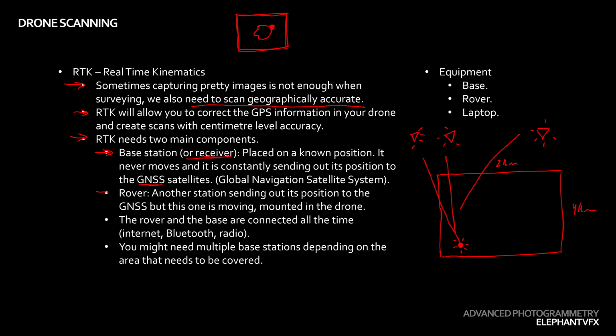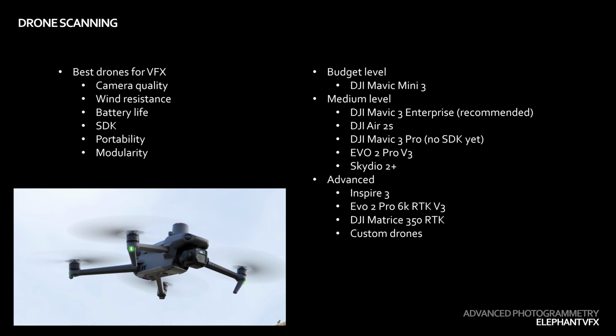And then we need a rover. And a rover is another station, like this one, that is also sending its position to the satellites. But this one is actually moving. This one was always static. Then we have another one, another base, that is also sending all the information to the satellites. But this one is moving around, and it's moving around because it's mounted on top of the drone. That is that rover, that station that is sending out its position to the satellites.